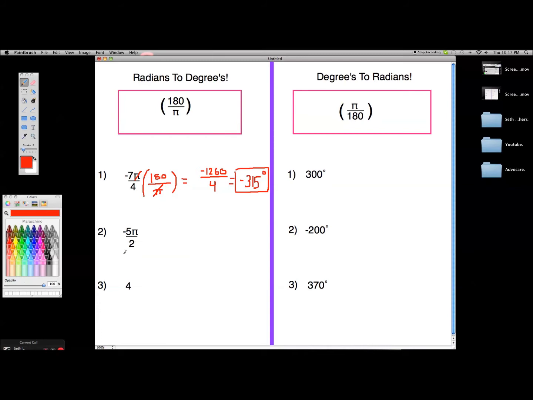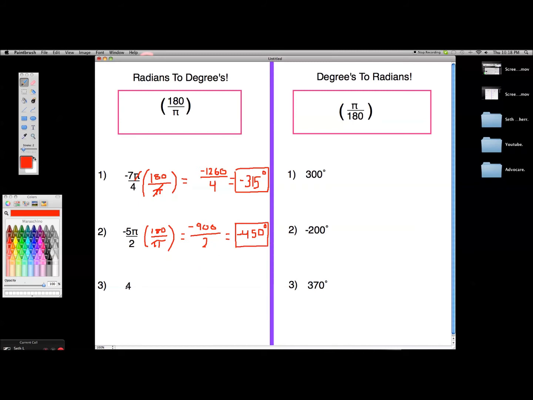And you do the same thing for negative 5 pi over 2. You multiply it by 180 over pi. And negative 5 times 180 is negative 900. And 2 times 1 is just 2. So negative 900 divided by 2 is negative 450 degrees. And that's your final answer.